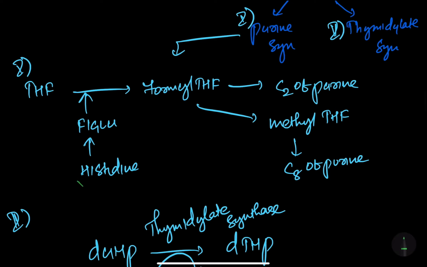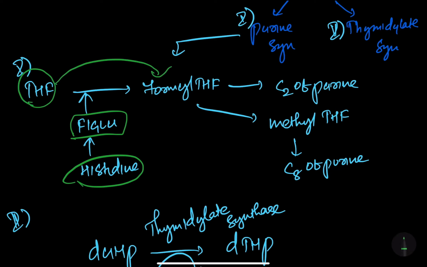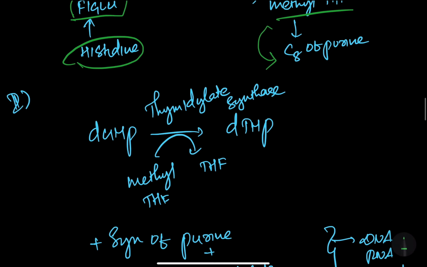So histidine metabolism produces FIGLU, that is formiminoglutamic acid. The formyl group is accepted by the tetrahydrofolate, converting to formyl tetrahydrofolate that forms the C2 of the purine, and it also forms methenyl THF that forms C8 of the purine. And we know purine is an important component in the DNA.